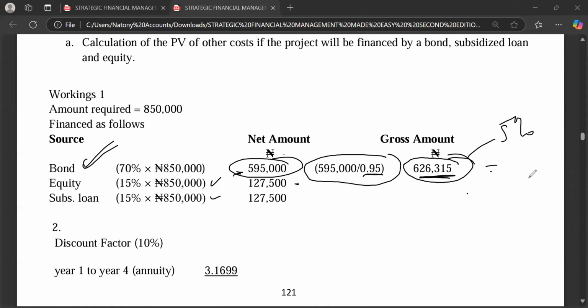We're told that the issue cost of equity will be paid out of cash. So there's no need to gross it up, since the company has sufficient cash to pay this. Subsidized loan, there's no issue cost for subsidized loan.